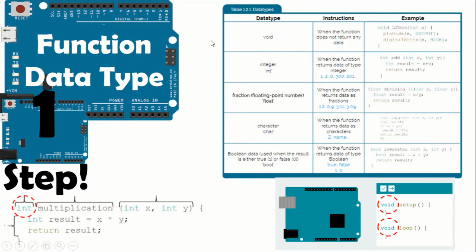So there are different types of data type. It could be void, as you can see here in our basics function. It could be integer, as in this example. It could be fraction; if it's a fraction, you will write float. If it's a character, you will write char. If it's Boolean data, you will just write bool. This is actually the same as if you are going to introduce a variable, you have to know what the data type is. It's exactly the same, except that you need to have void if your function will not return any data.